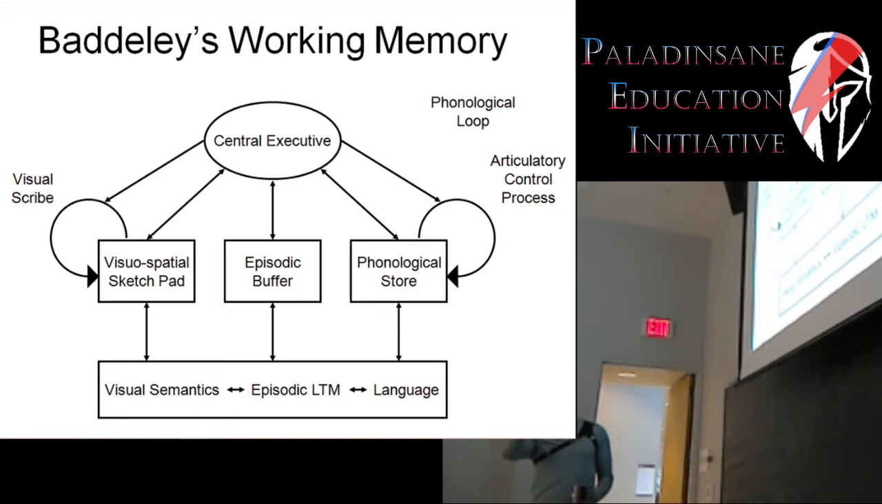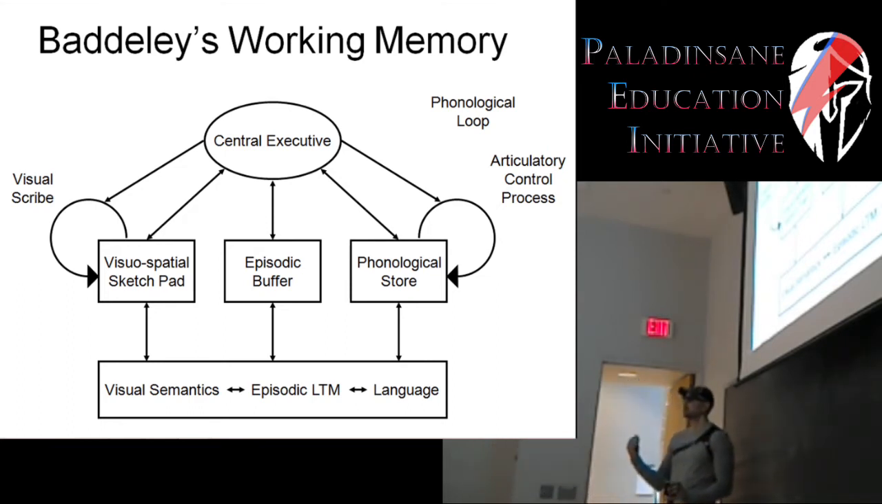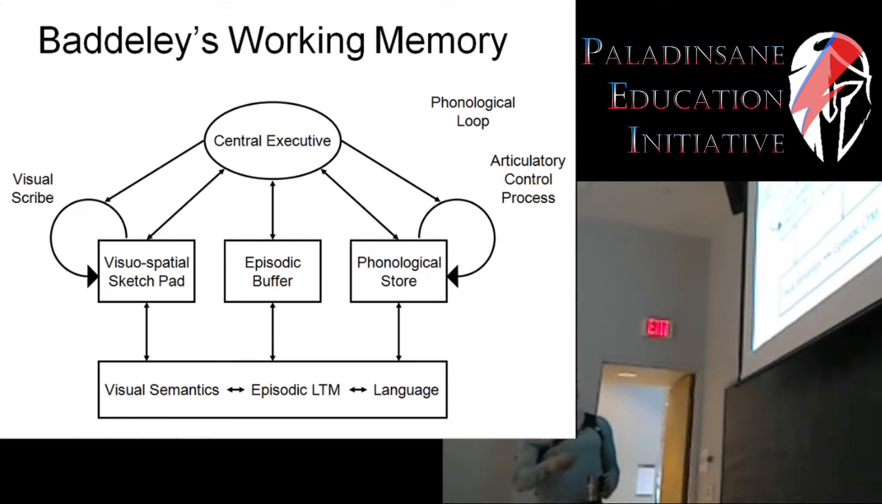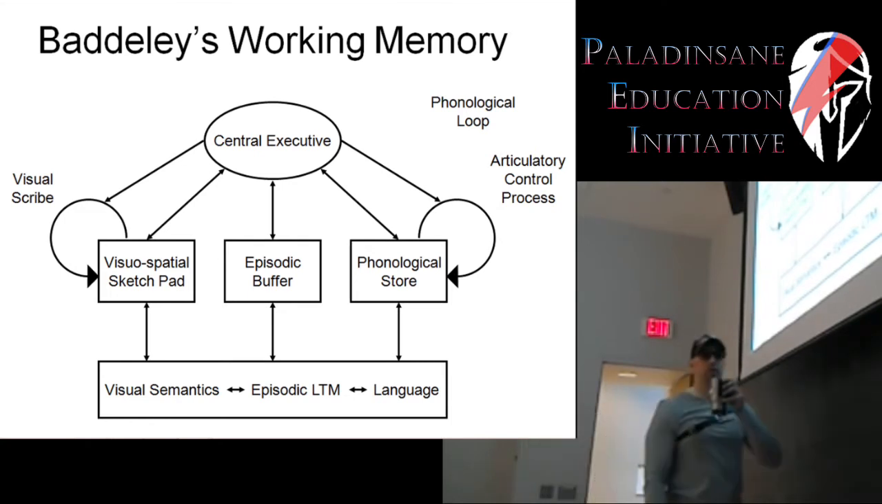This is how it's all kind of underlined. And then the connections between language, between episodic long-term memory, so things that you learned before, that you know before, that you can tie to your working memory. So this represents the phenomenon of things that make sense once you understand the underlying principles of it. Anyway, this is Baddeley's model of working memory.